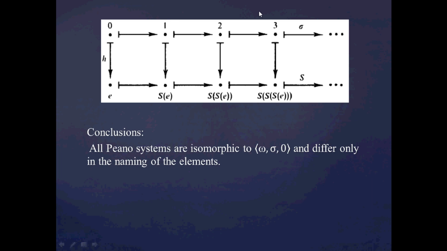So our conclusion for this video is that all Peano systems are isomorphic to the one that we're familiar with, to the Peano system involving the natural numbers. And the big conclusion is that really all these Peano systems, like this one here, they differ only in the naming of the elements. But in reality, we can say that this element here is kind of like 0, this element here is kind of like 1, this one here is like a 2, that's a 3, and so on. So all these Peano systems only really differ in the naming of the elements. They have the same structure fundamentally.